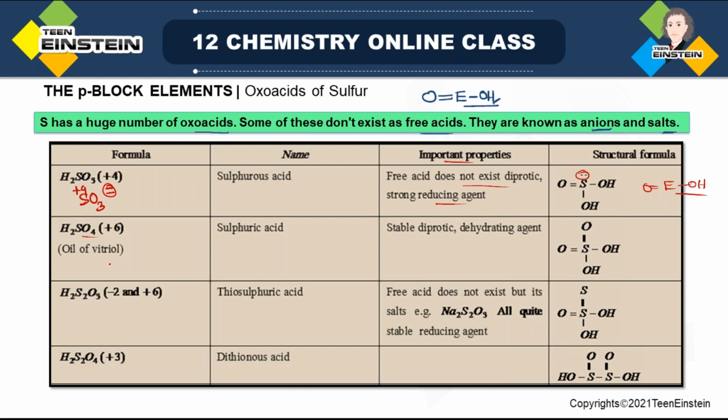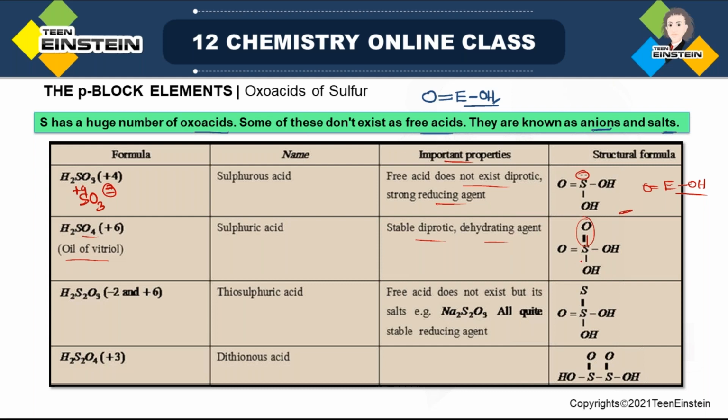Next is H2SO4. Now the oxidation state is, sorry, +6, and it is also called oil of vitriol. This acid is stable, that all of us know. H2SO4 is very common, and it can act as a dehydrating agent. When it is in concentrated state, it can absorb moisture, that means dehydrating agent. And this is the structure. Now see, one double bonded oxygen is extra. Just try to understand the difference with the previous one.